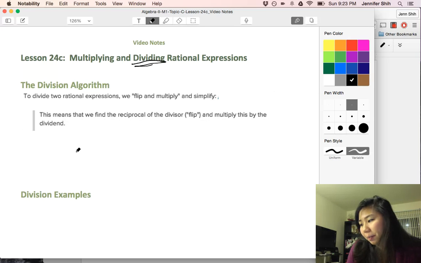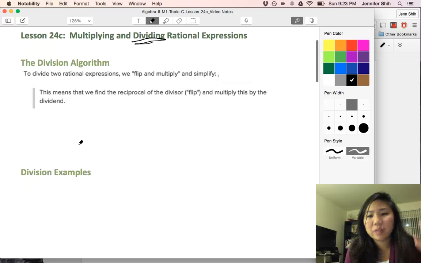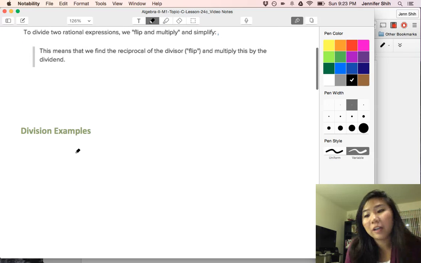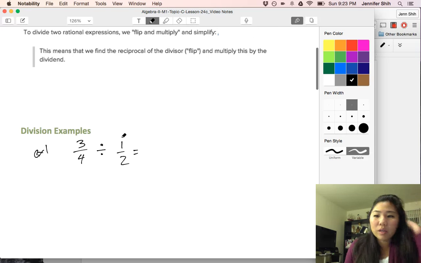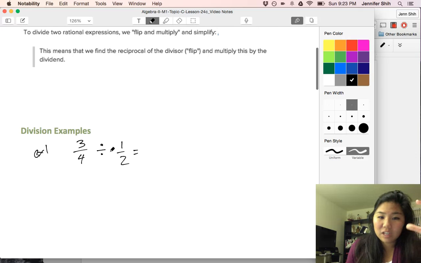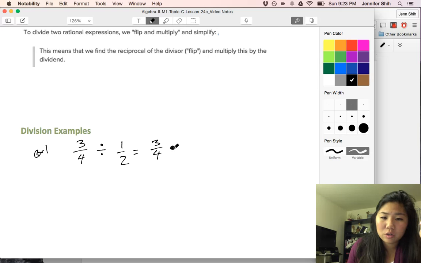So let's just take examples that we know. We know fractions well. Let's call this example 1: 3/4 divided by 1/2. What we need to do is take the second term. The second term gets the reciprocal. So we have 3/4, and then we change the division to multiplication and take the reciprocal of the divisor. So now we have 3/4 times 2/1, which turns out to be 6/4.